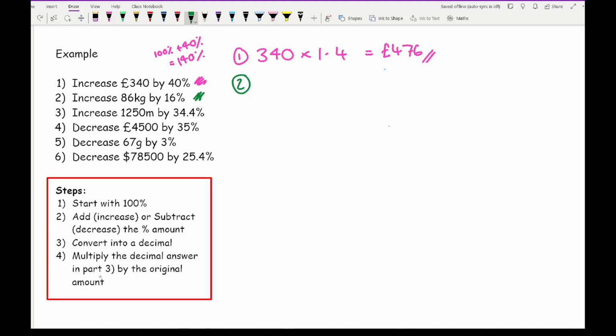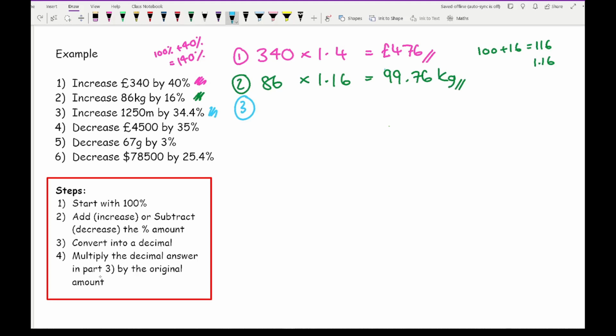Then for question 2, I'm increasing by 16%. So I've got 86, which is the original amount. Then here I've got 100 plus 16, which is 116%, and that as a decimal is going to be 1.16. So if I type that into my calculator, 86 times 1.16 gives me an answer of 99.76 kilograms.